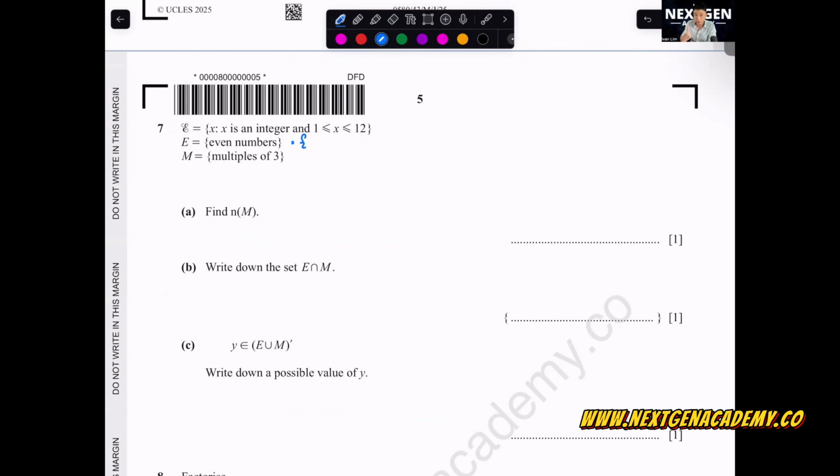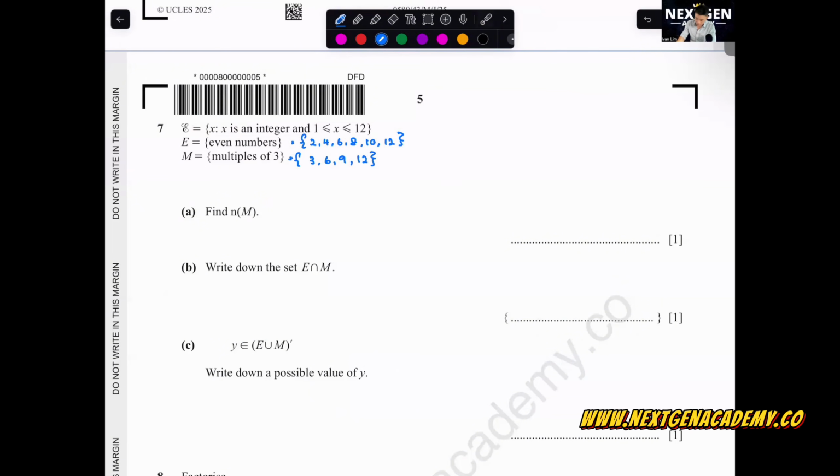Okay, later on, if they ever ask you to present like this, you need to put it in a curly bracket. When you are writing the elements, that means what's inside here, you have to put in curly bracket. So this would be 2, 4, 6, 8, 10, 12. Multiples of 3, this one put into a curly bracket also. 3, 6, 9, and 12.